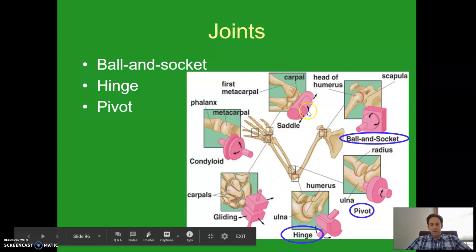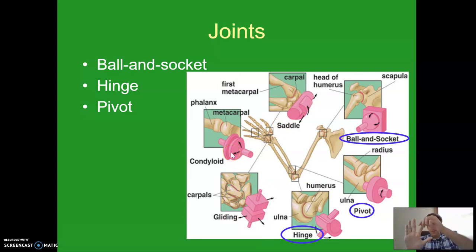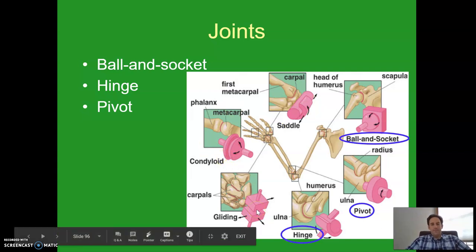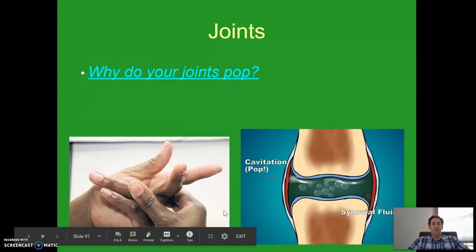I'm not going to worry too much about these types, but your fingers, for example, they're not quite hinged because you can kind of move them sideways like that and do some other things, but they're not quite ball and socket either. So that's what these other categories are for. Gliding is these little bones in your wrist that glide past one another as you move, etc.